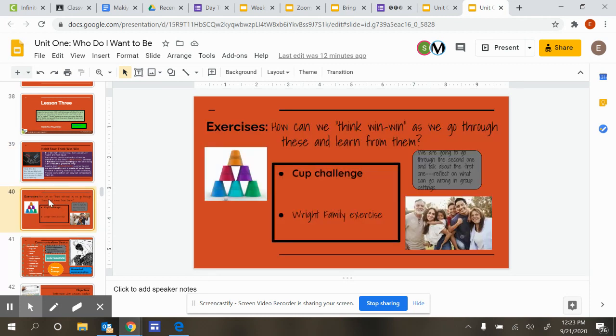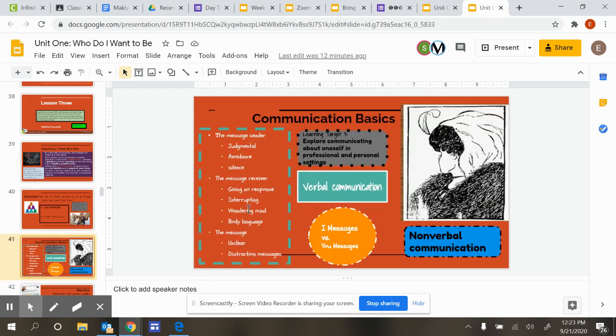Once we did that, we went through the right family exercise, which is a story where every time I say the word right, you raise your right hand, and every time I say the word left, you raise your left hand. We just talked about how that can relate to basic communication. And then we went through just some terminology to better understand what communication is.